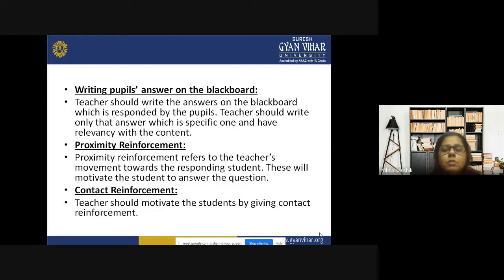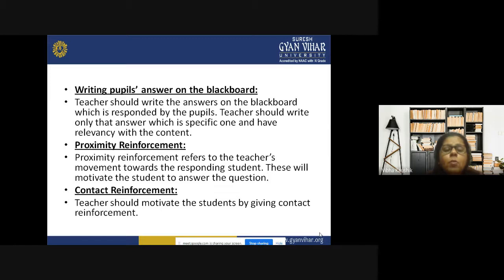Writing pupil answer on the blackboard. The teacher should write on the blackboard the answers which the student responded. It means the teacher can write the answers on the blackboard if the student has given the correct answer to that particular question. The teacher should write only that answer which is specific and has relevance to the content. The teacher doesn't have to write each and every answer on the board.